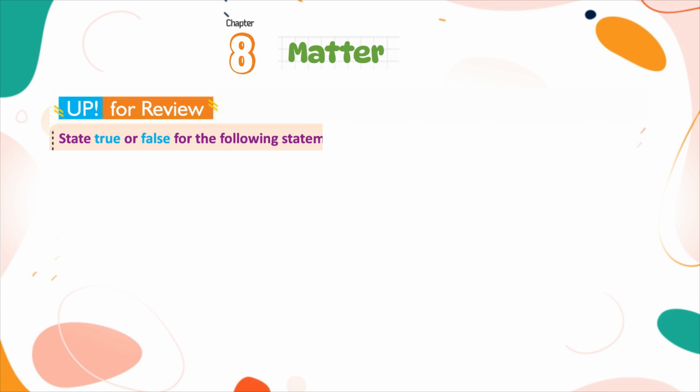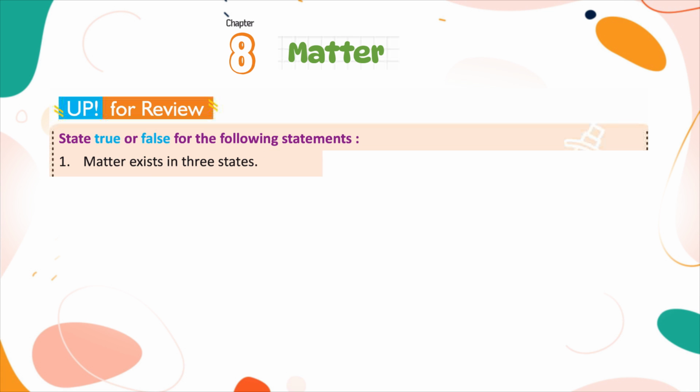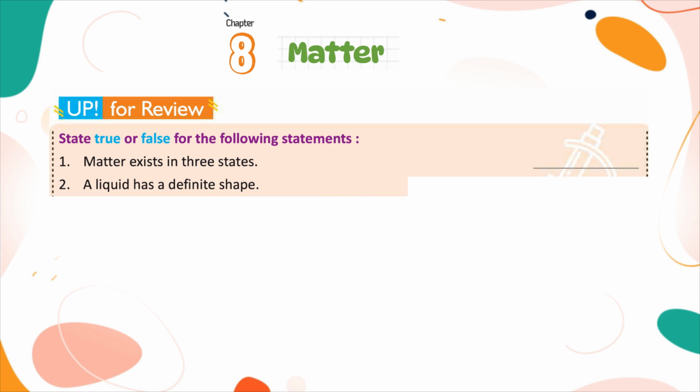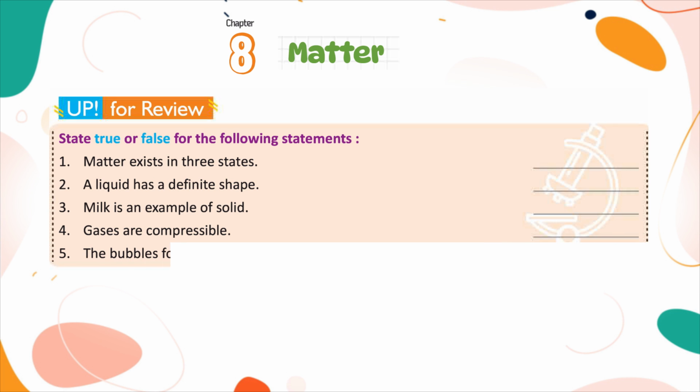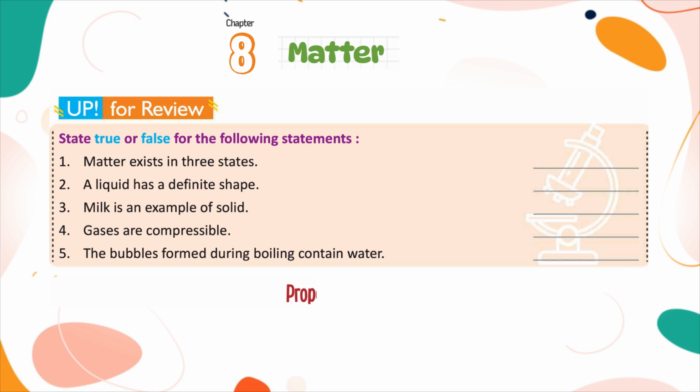Up for review. State true or false for the following statements. Number 1. Matter exists in three states. Number 2. A liquid has a definite shape. Number 3. Milk is an example of solid. Number 4. Gases are compressible. Number 5. The bubbles formed during boiling contain water.